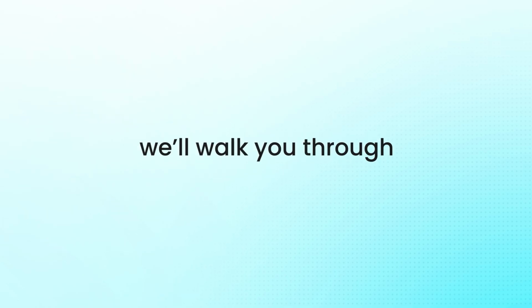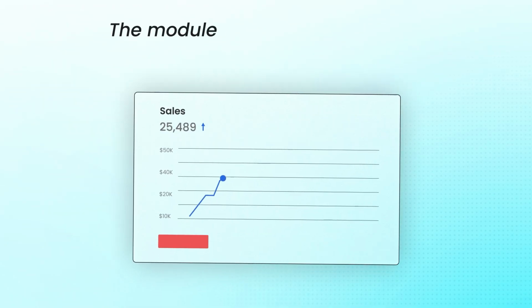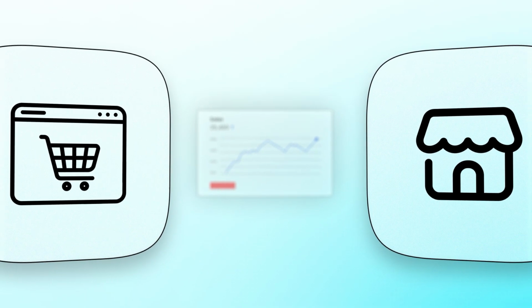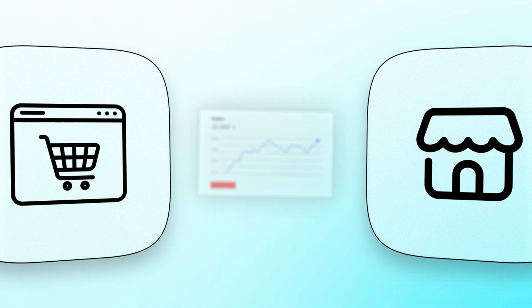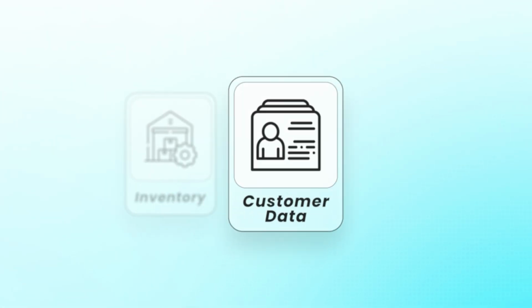In this video, we will walk you through the CS Cart point of sale system. The module provides the flexibility to manage sales on both the online store and the physical stores simultaneously, ensuring synchronized inventory, customer data, and order processing.